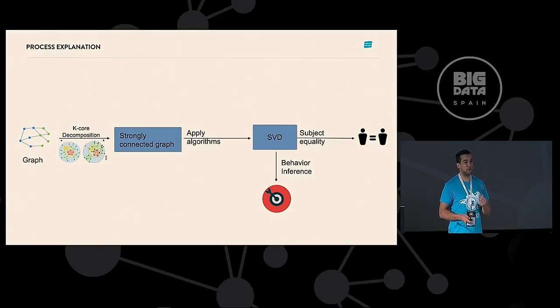We will obtain two results in this talk. Subject equality, for example, if we want to know who is the subject most similar to Cristiano Ronaldo in this knowledge database, we will try to infer who is the sportsman most equal to him based on the relationships of this Google graph database. And we will try to infer the behavior inference. We will try to know more things or possible new relationships for Cristiano Ronaldo.